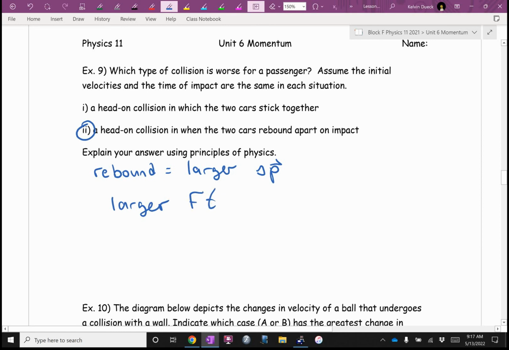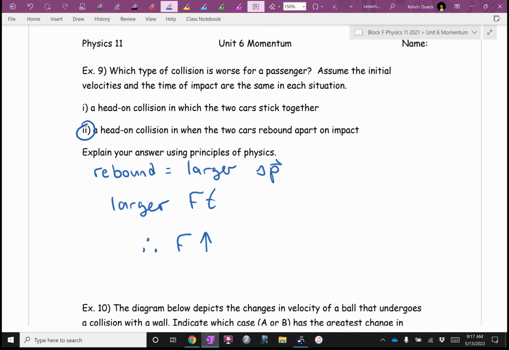But it said assume the time is the same in both situations. So if the time is the same, what had to get bigger to give you a bigger impulse? What do 3 dots mean? Therefore, larger force. Rebounding off of each other does much more damage than just pancaking.